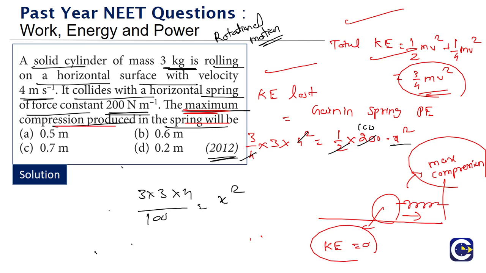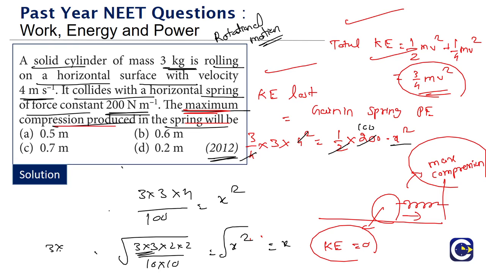Now we'll take a root on both sides. 3 into 3 into 4 can be written as 2 into 2 divided by 100, which can be written as 10 into 10. So the root of x square means x. On the left-hand side, 3 into 3, one of them will come out; 2 into 2, one of them will come out; 10 into 10, one of them will come out. 6 by 10 means 0.6. Since everything is in the SI system, the x value must be in the SI unit, meter.